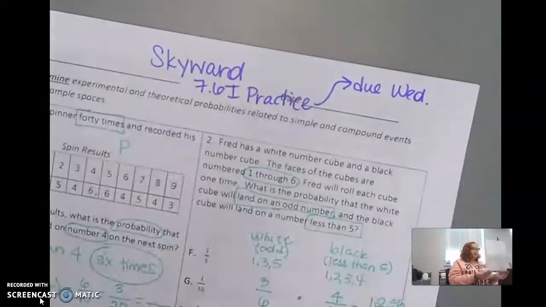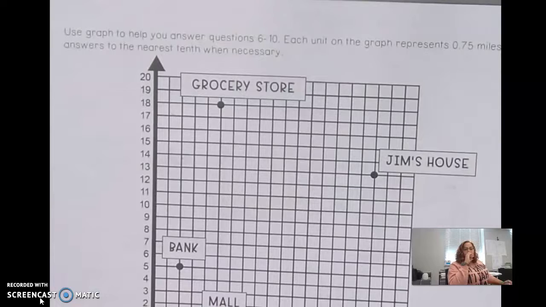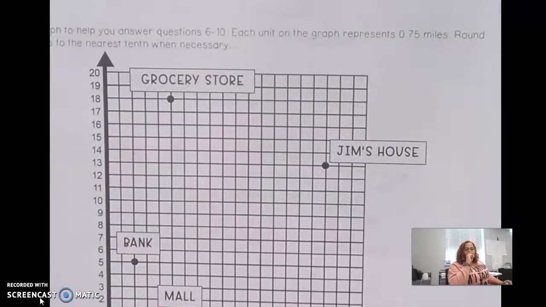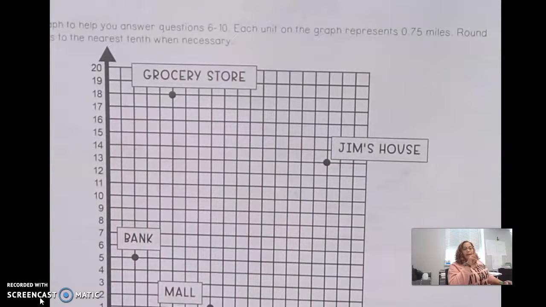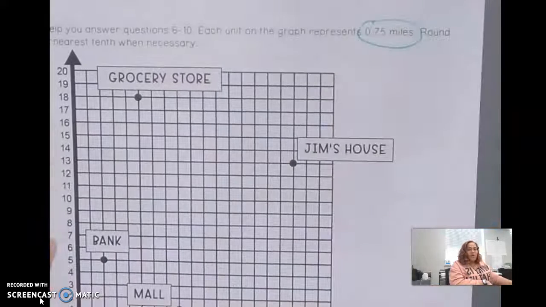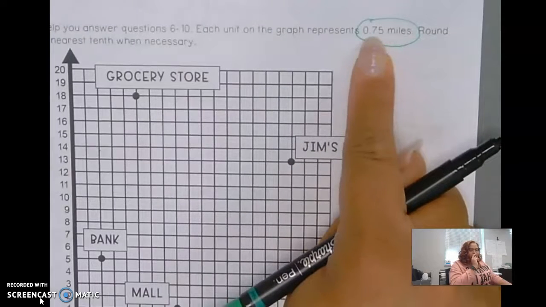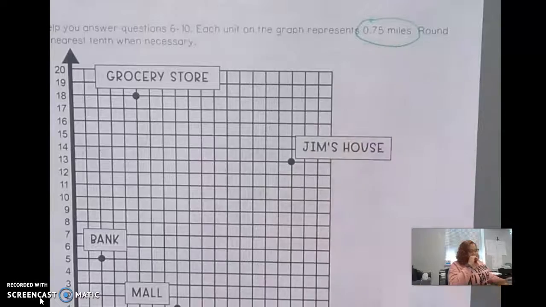All right. Number 6. So we are using the graph here to help us answer each question. Each unit on the graph represents 3/4 of a mile. So I must round my answers to the nearest tenth when necessary. Big, important detail here. Each one is 3/4 of a mile. These are not whole entire miles. So every time I calculate something, I must multiply it by 0.75.